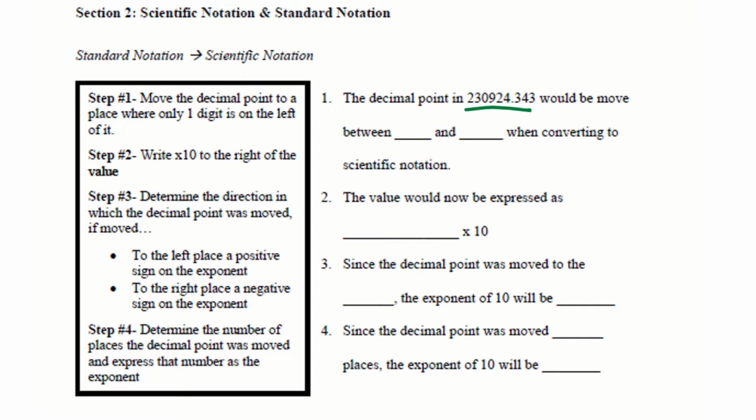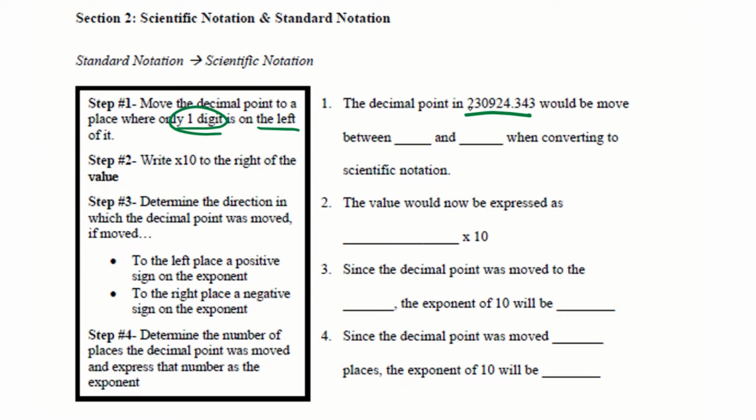would be moved between which 2 digits when converting to scientific notation? Well, we want to leave only one digit to the left of it. So that means that it would have to be moved all the way over here. So that would be between 2 and 3. Now, step 2 is write times 10 to the right of that value.